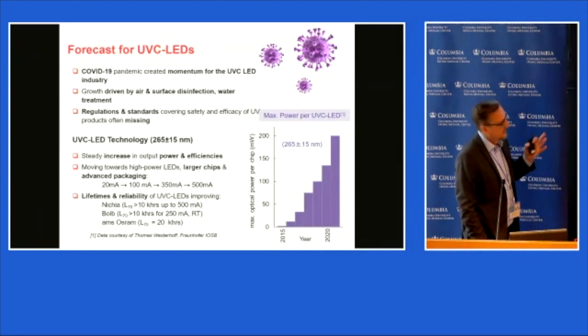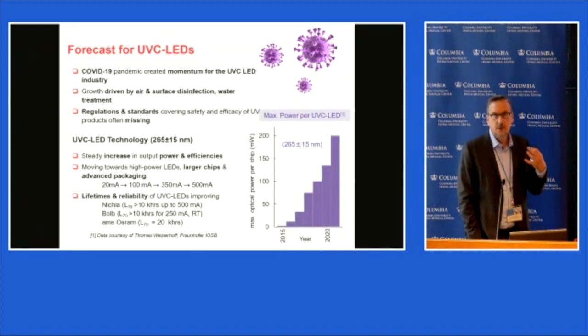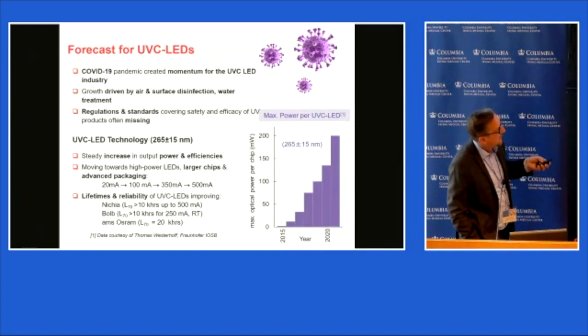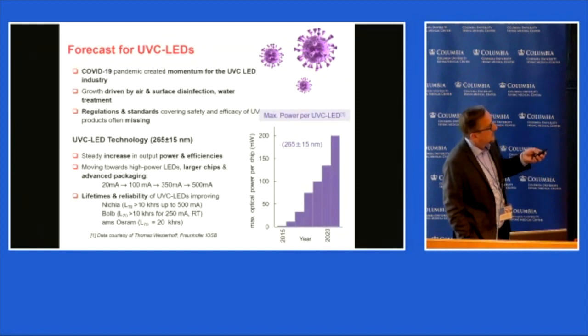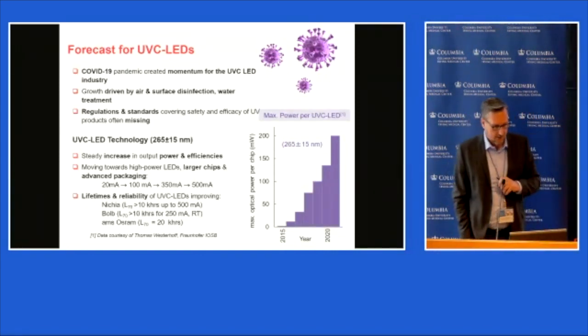Nevertheless, we can see a steady increase in the power and efficiencies of these devices, mainly driven by higher efficiencies, larger chips, and advanced packaging that allows us to run these devices at higher currents. And you can see in this chart here, the output power per LED chip in this germicidal effectiveness peak band is around 200 milliwatts already.